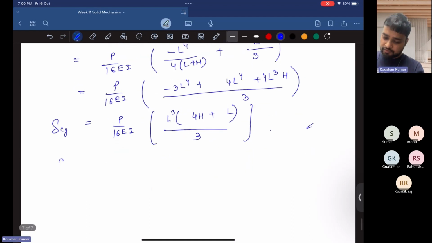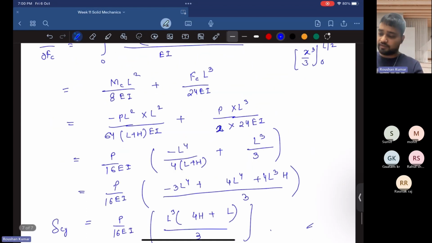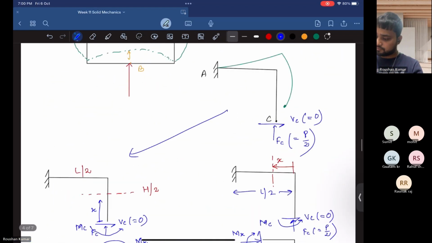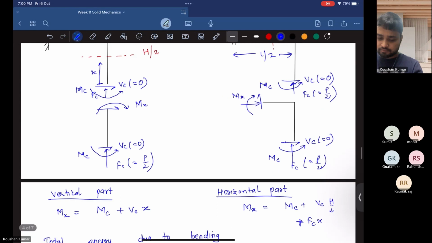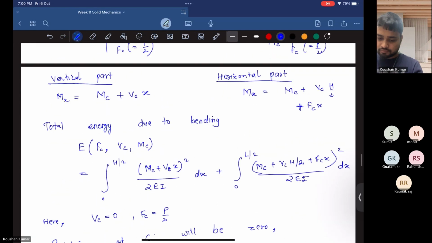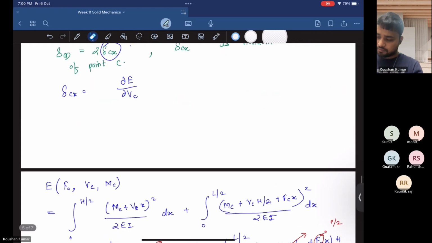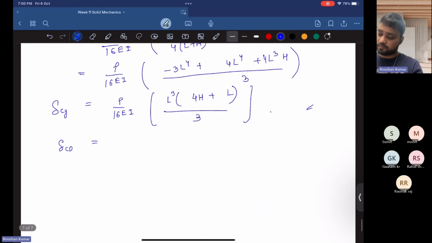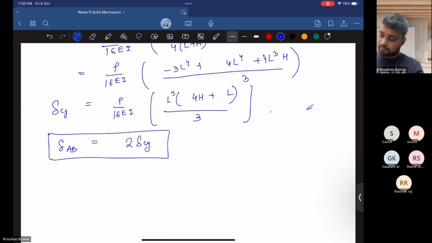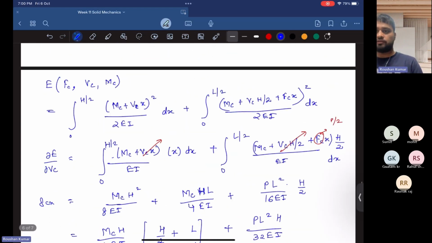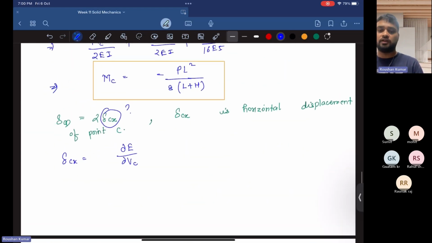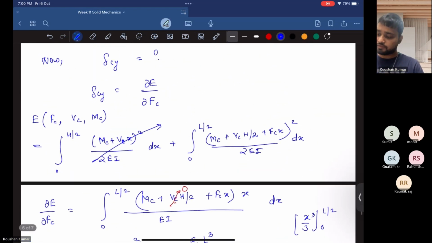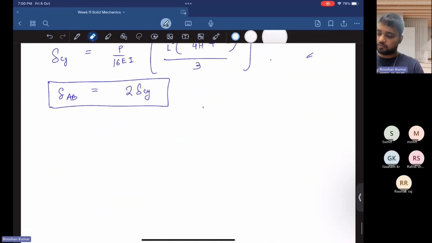So delta AB, delta CD, that is the vertical displacement, I guess. So this is actually delta CD, horizontal displacement, and this is a vertical displacement, delta AB is equal to 2 times delta CY. So this is all about question number 1. We have found the value of the horizontal displacement as well as vertical displacement. Now move on to the next question.